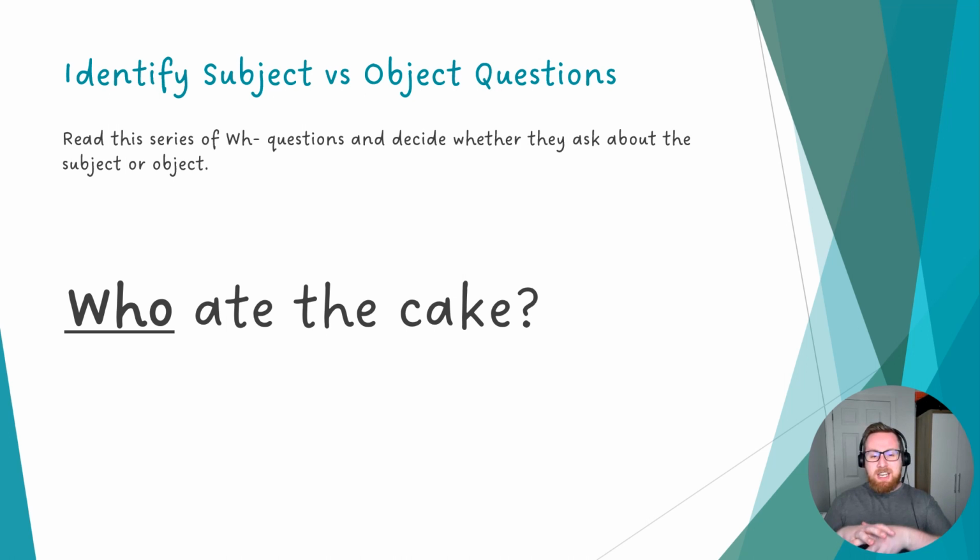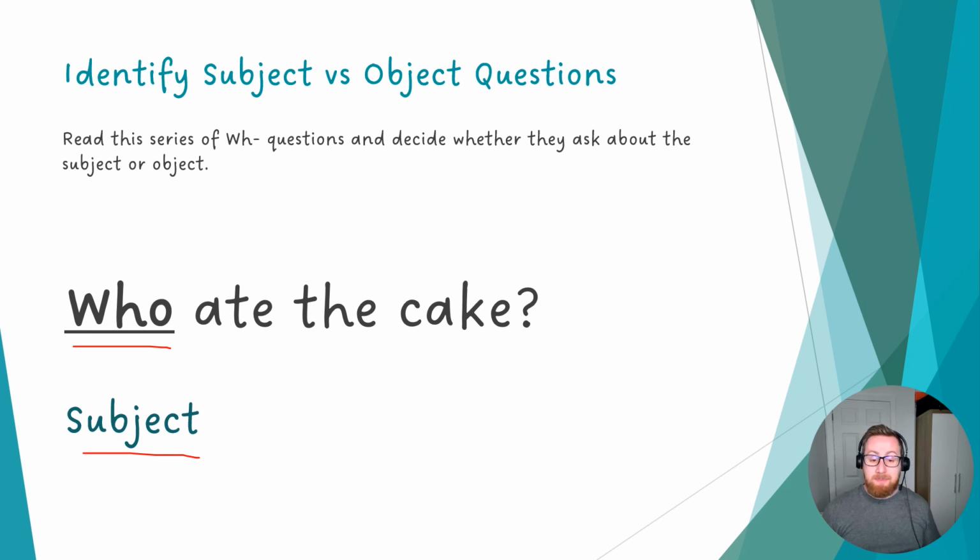And let's read through a series of WH questions and decide whether they ask about the subject or the object. We have who ate the cake? Who ate the cake? Is this subject or object based? I'll give you 3, 2, 1. It's subject based. It doesn't use an auxiliary verb. We don't use did or a verb like this. We use nothing. It's about the subject. Who is the subject?